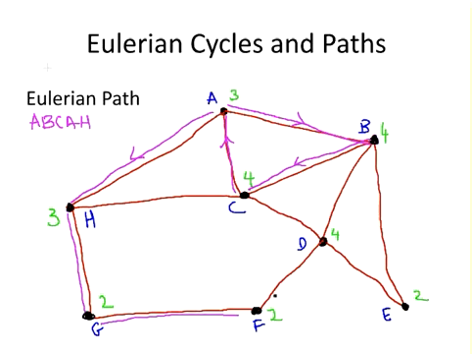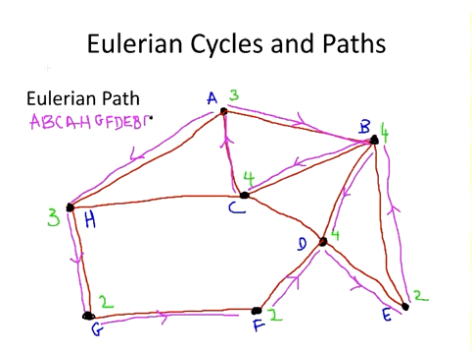We'll go down to H, G, F, and D. So from D we'll go down to E and then B. And we'll go back to D then. So D, E, B, and D. Then we'll go back to C, and then finish up on H.